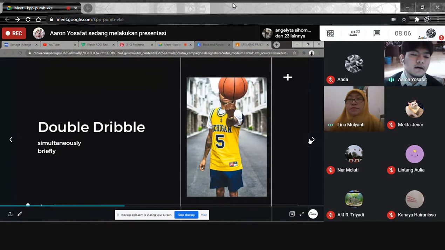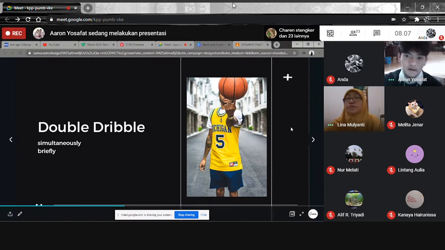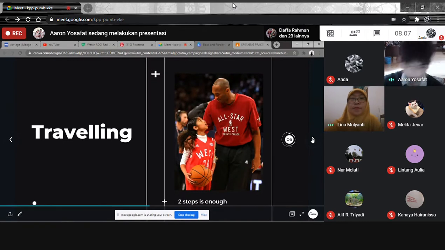The first one, double dribble. What is double dribble? Double dribble means an illegal move when a player dribbles with both hands simultaneously or continuously. The second meaning is when the player dribbles, then stops, and then dribbles again. It's double dribble.